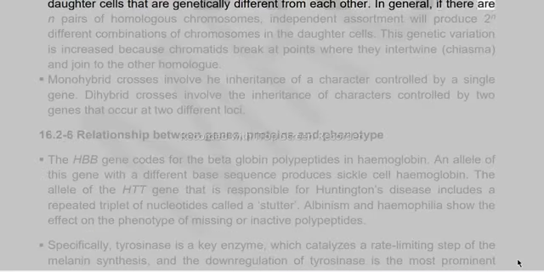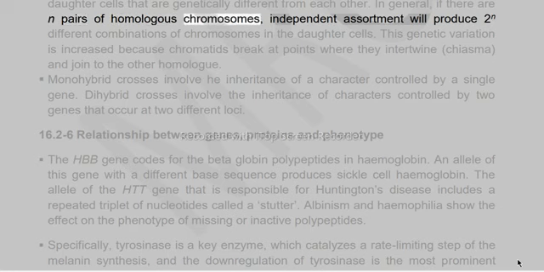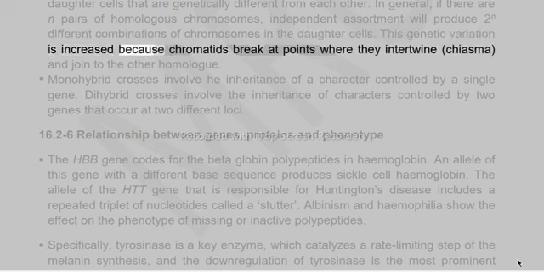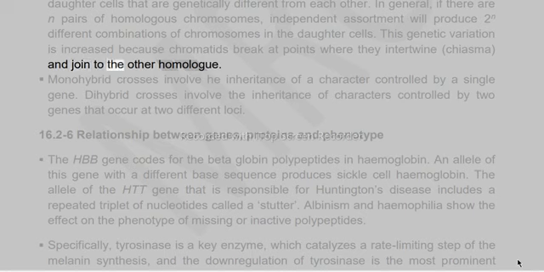In general, if there are n pairs of homologous chromosomes, independent assortment will produce 2^n different combinations of chromosomes in the daughter cells. This genetic variation is increased because chromatids break at points where they intertwine, chiasmata, and join to the other homologue.